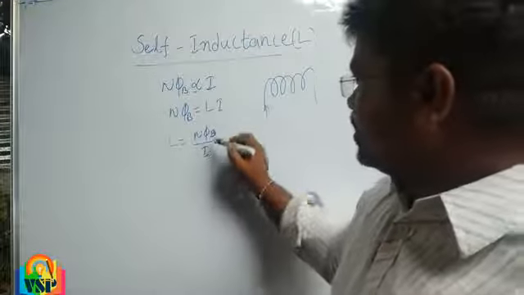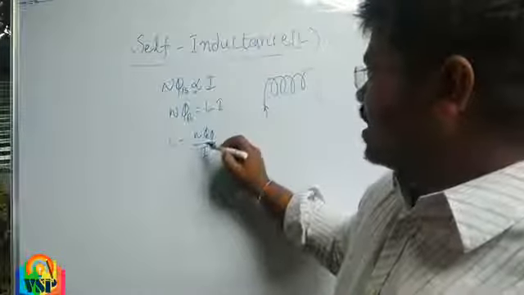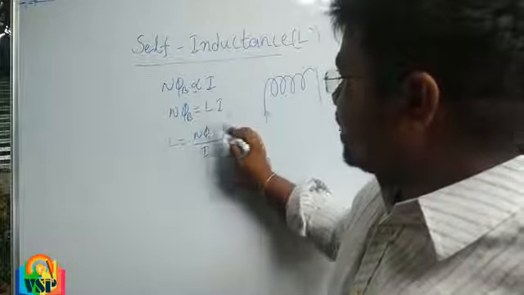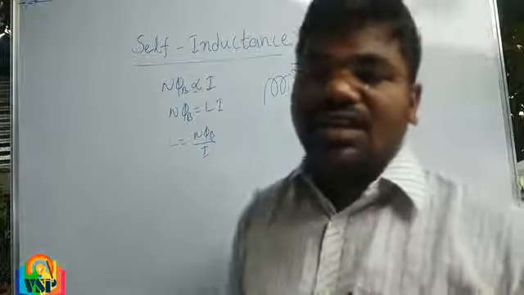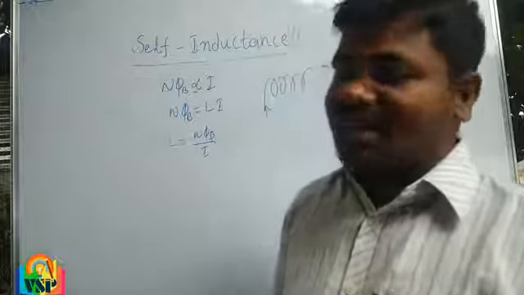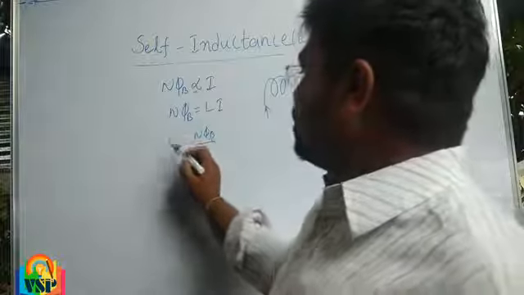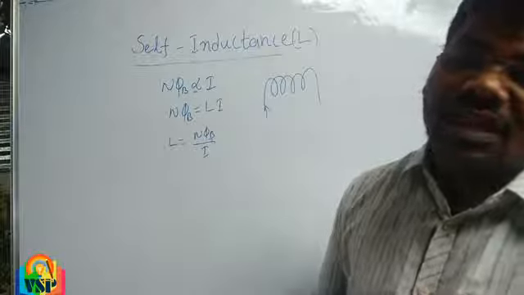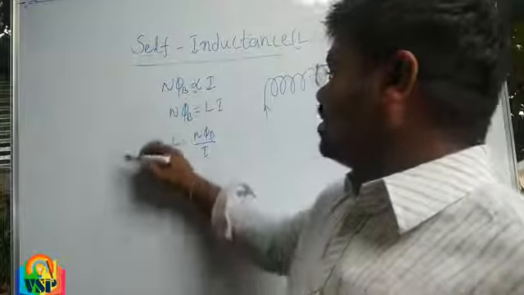This ratio is called self-inductance. N phi B by I is equal to L. This L is the coefficient of self-inductance. So, coming to the derivation.